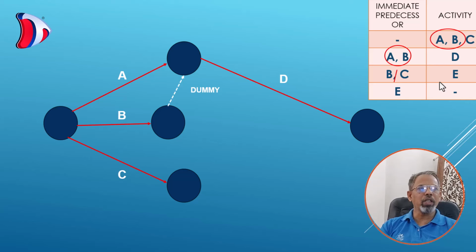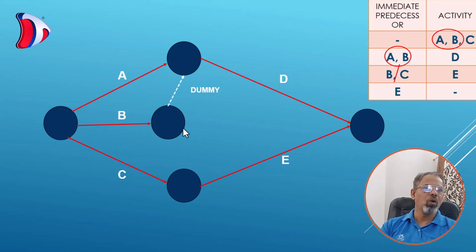Similarly, in the next activity, activity E originates from the combination of activity B and C. Here B and C. But we can either originate the activity E from B or from C. So here again there is a need of a dummy activity starting from B and joining the C activity, and then only the network diagram will get complete.